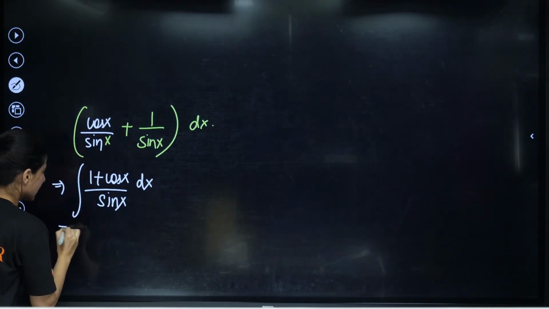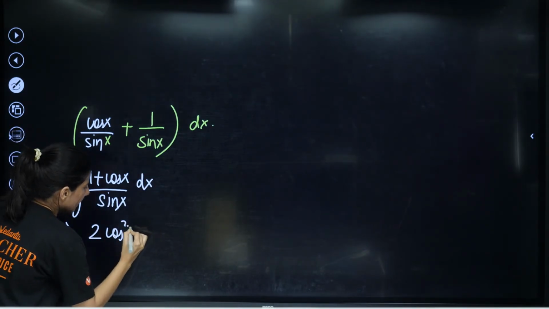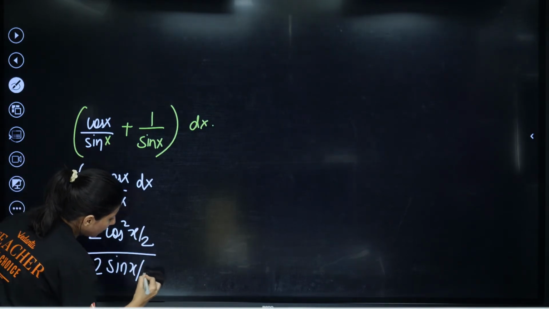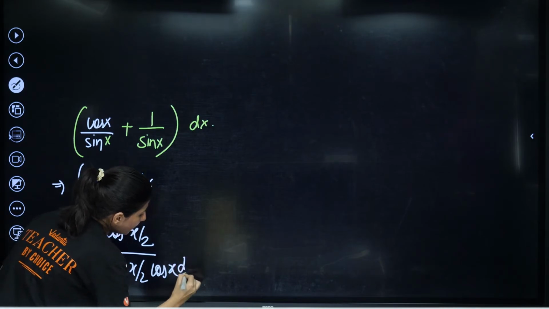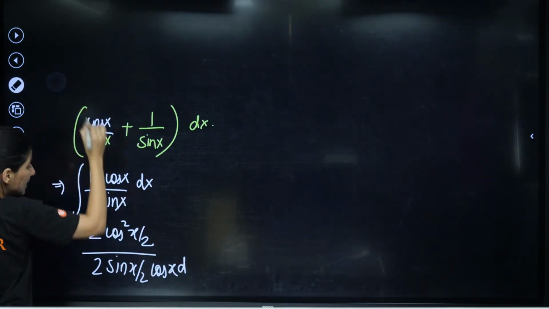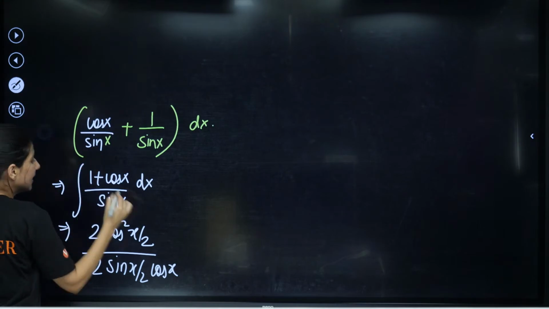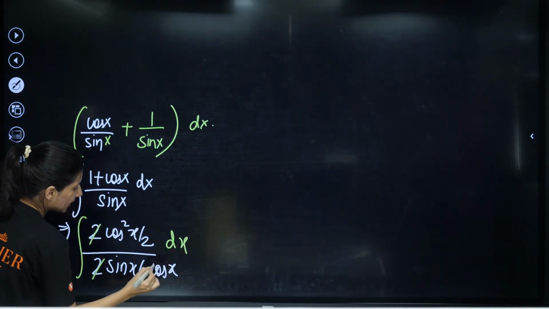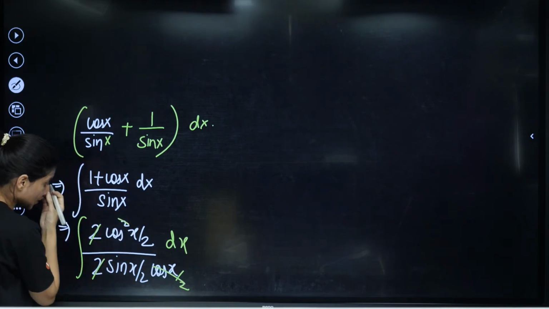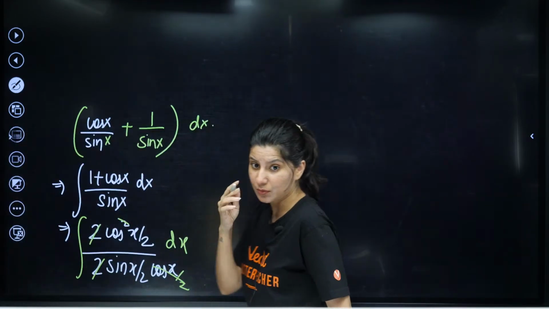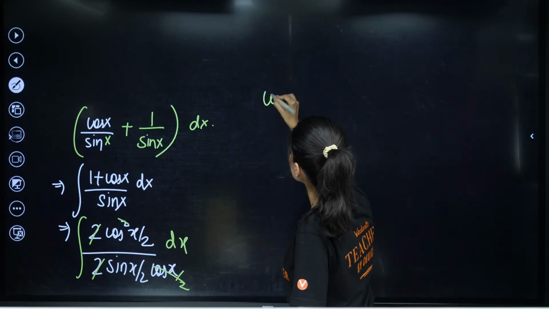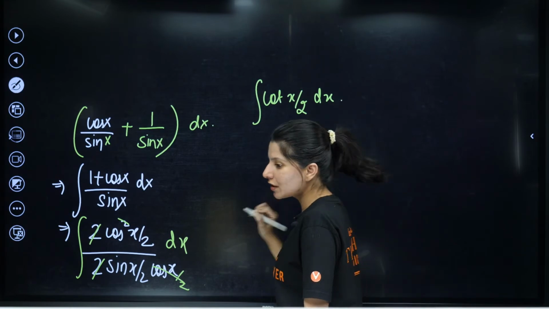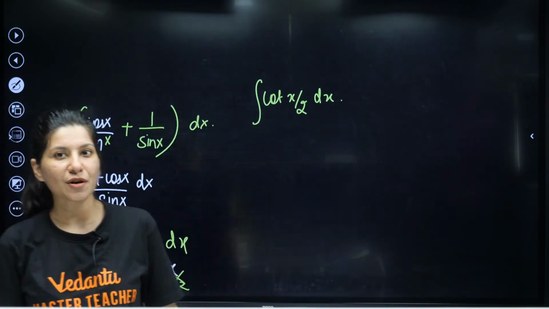So this is going to become 2 cos square x by 2 upon 2 sin x by 2 cos x by 2. So remember, understand what we are doing. We are still simplifying. Integration we have not taken into account till now, right? Cos x by 2 upon sin x by 2, so this is going to be cot x by 2. Now tell me the integration of cot x by 2.